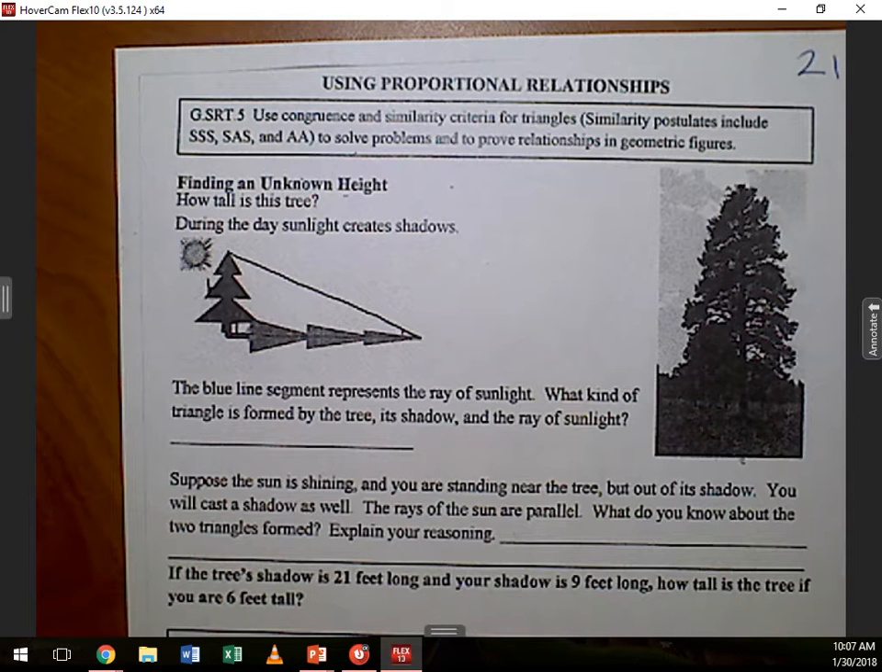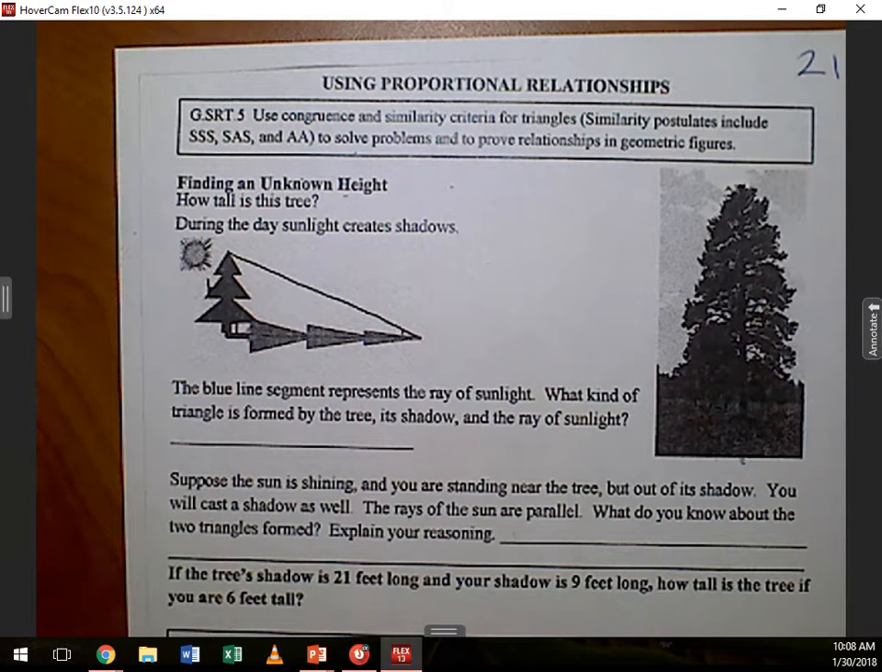Okay, so for today we have using proportional relationships in my geometry class. A couple things we're going to do. For this first one right here, I'm going to set up a proportion using similar triangles, finding an unknown height. How tall is a tree? I'm going to plug in some values for this one to actually show how to do this.